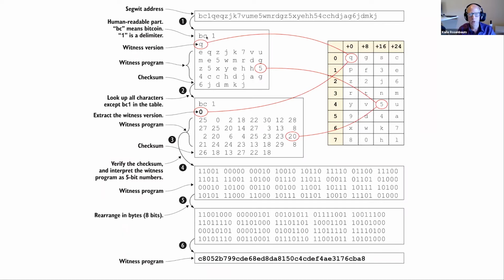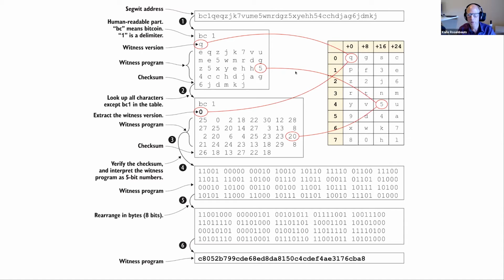And BC stands for Bitcoin, and 1 is the delimiter. And then we have a Q here, which is the witness version. We will not discuss yet what these are, but you split it up character by character, and then you have the human readable part, and then the data part after the human readable part is translated through this translation table here. These are base 32 characters, and they each represent a number. So Q here, for example, represents 0. So we translate that to a 0.